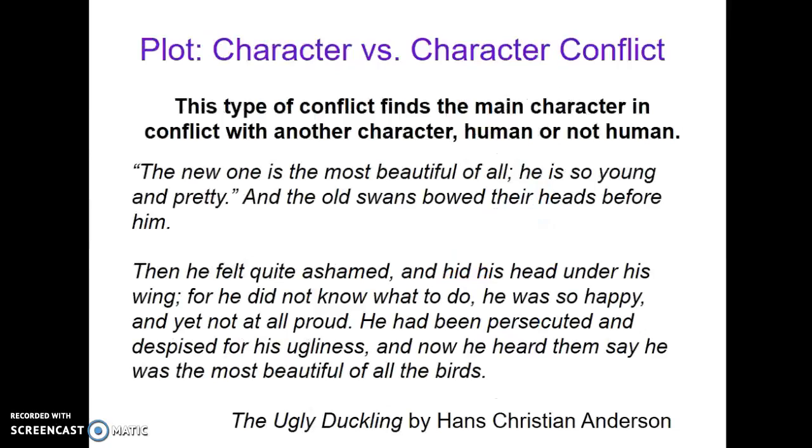So, character versus character is when there are two main characters, when the main character is in conflict with another character, and it could be human or not human. So, in Rikki-Tikki Tavi, Rikki-Tikki is experiencing a character versus character conflict with Nag and Nagaina.